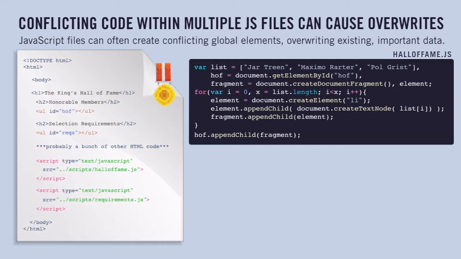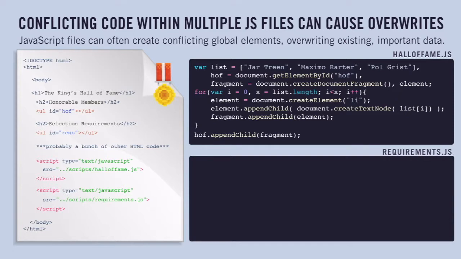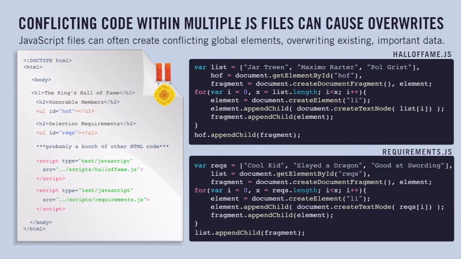But then our friend comes along and we get the requirements.js file, and inside that you can see the reqs list there, an array of stuff that a knight has to do to get into the Hall of Fame. That's be a cool kid, slay a dragon, good at sorting, right? Stuff knights should be able to do, for sure. And then, though, we have a new list variable being declared and assigned that's going to pick up that unordered list under selection requirements with the ID of reqs, R-E-Q-S.